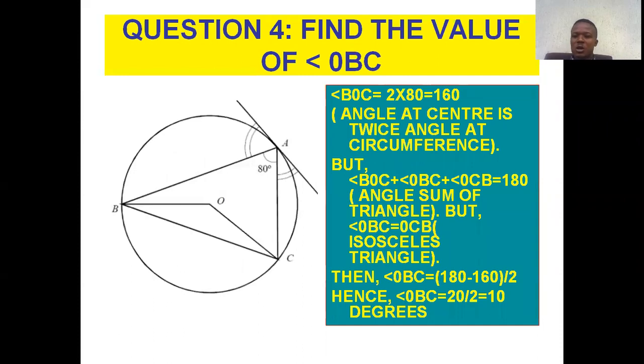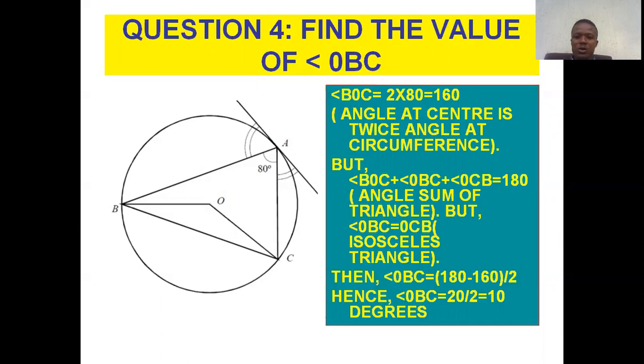Okay, look at this question number 4. It is telling us to find the value of angle OBC. OBC is the angle of the triangle. Now, angle BOC, which is the angle at the center of the circle, must be twice the angle at the circumference. And the angle at the circumference is 80 degrees. So we have that angle BOC is equal to 2 times 80 degrees, which will give us 160 degrees. Angle at center is twice angle at circumference.